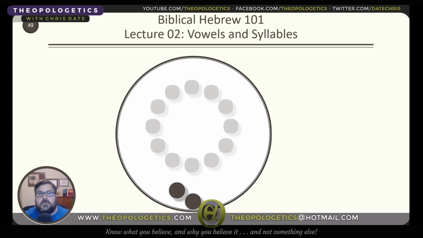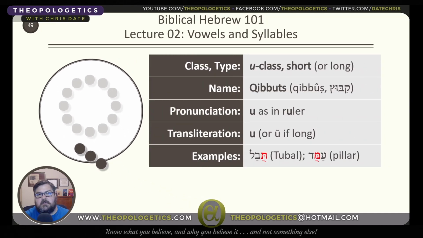Now finally, the U class. This is the short or long U-class vowel called kibbutz. It's pronounced like the U in the word ruler. When it is short, it's transliterated using the English letter U, and when it's long, it's transliterated using the English letter U with a line over it. Examples of words that have the kibbutz in them are tuval, and amud.